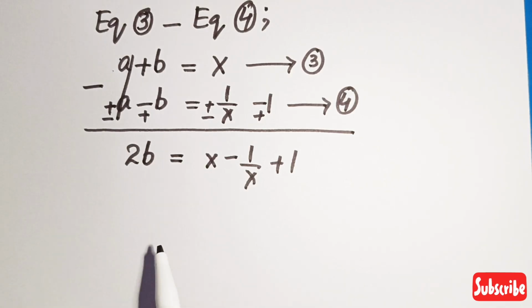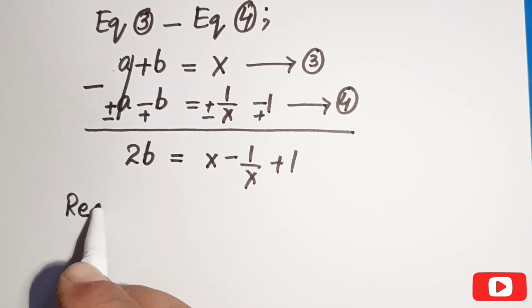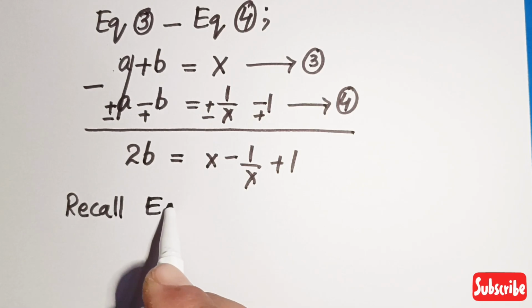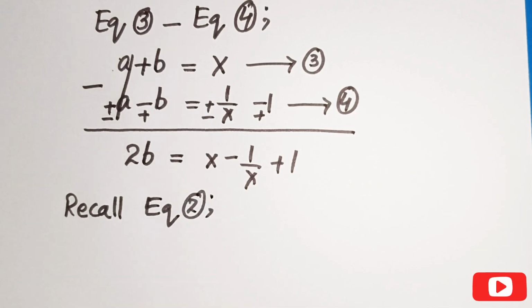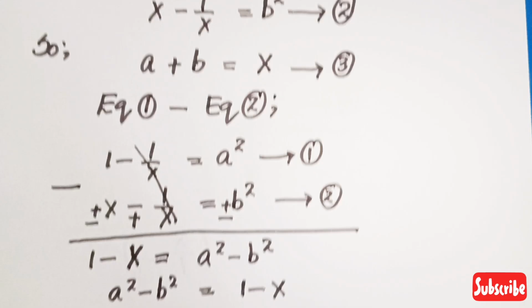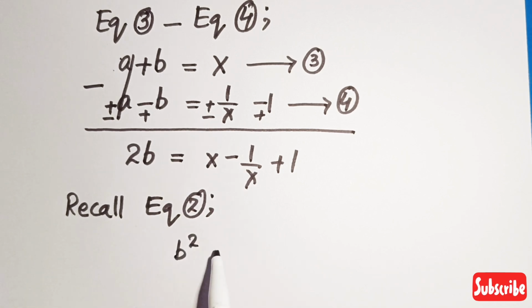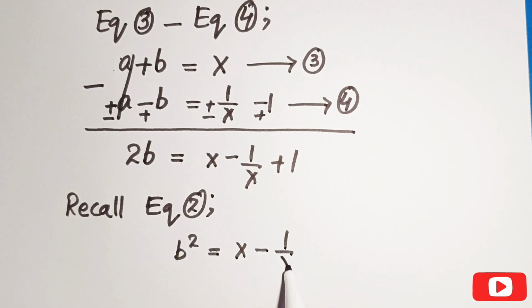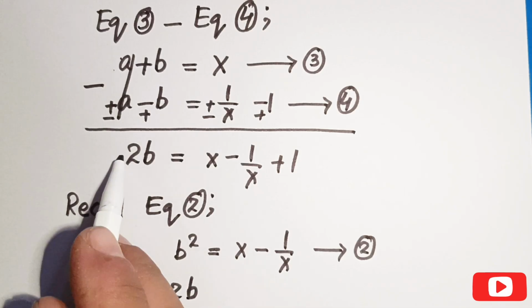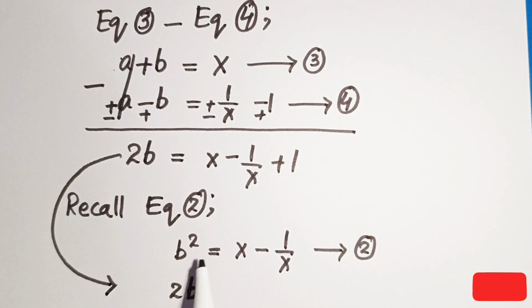Now we have to just recall our equation 2. As our equation 2 is given by x minus 1 over x is equal to b squared. So we just write that b squared is equal to x minus 1 over x. It is our equation number 2. Now this step will be 2b is equal to x minus 1 over x, which is equal to b squared.